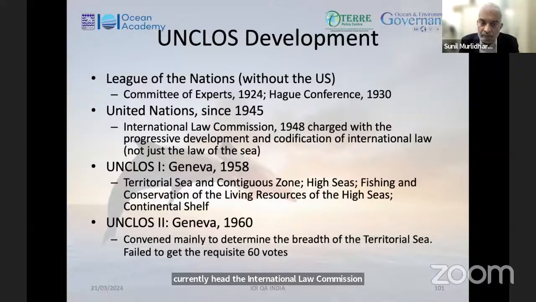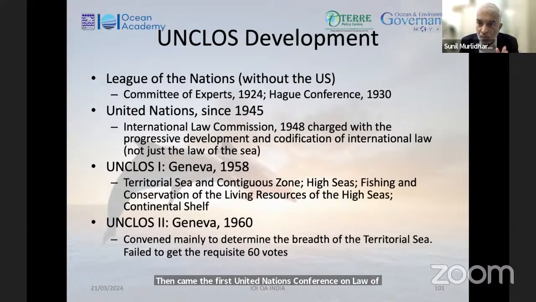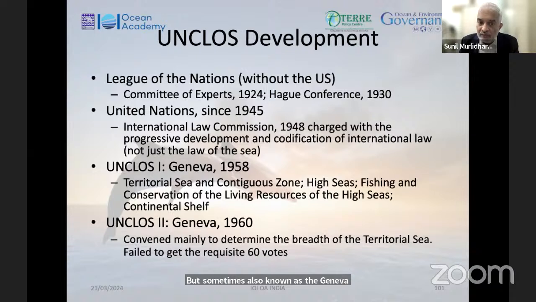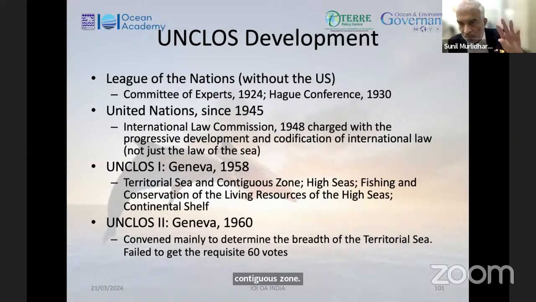Then came the first United Nations Conference on the Law of the Sea. It's called United Nations Conference on the Law of the Sea 1, Mark 1, but sometimes also known as the Geneva Conventions, in plural. And it was held in Geneva, so Geneva Conventions. And they came out with these four conventions, territorial sea and contiguous zone. So territorial sea, as we know, was always there.